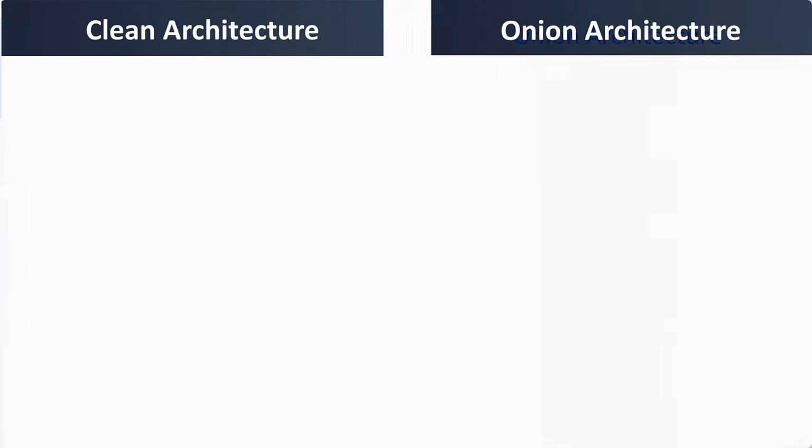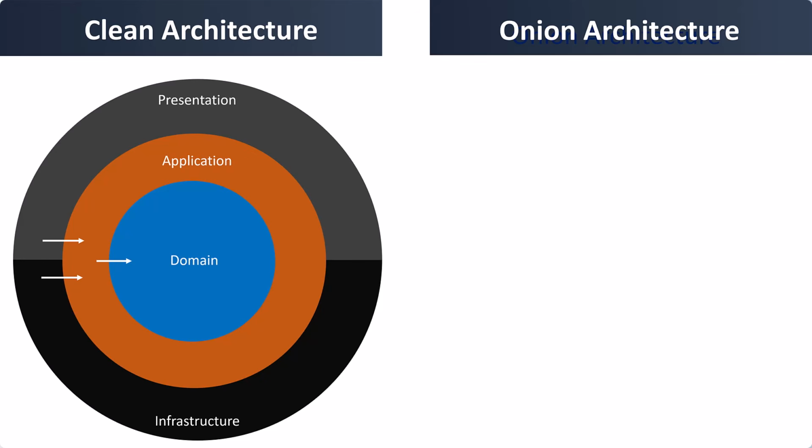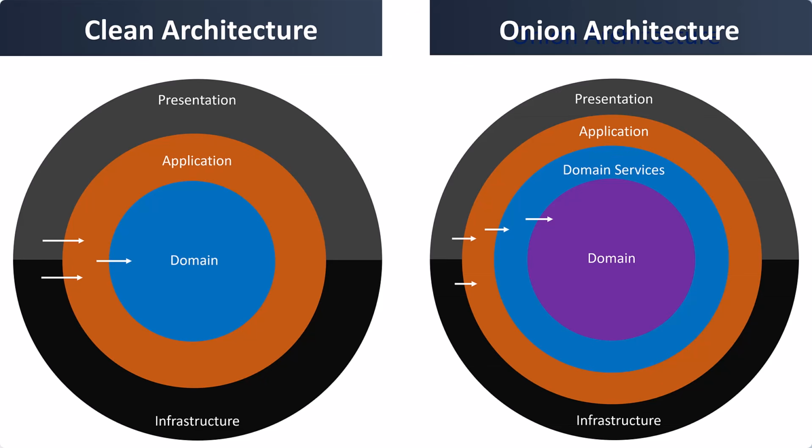In clean architecture, domain is one ring. In onion, that domain ring gets split into two. We will have a domain model, which will be pure entities like product.cs, order.cs, no logic, no dependencies, nothing like that. And then we will have domain services that wrap around the domain. That is where your interfaces and business rules live, like IProductRepository, discount calculator, or anything related to the domain.